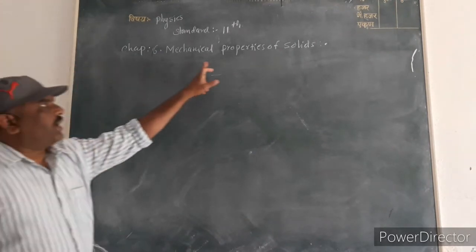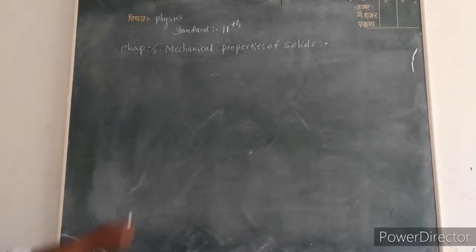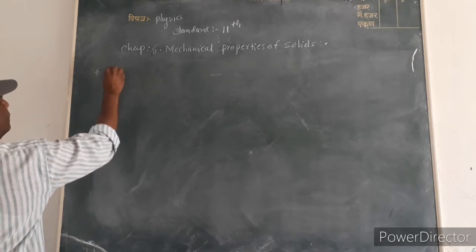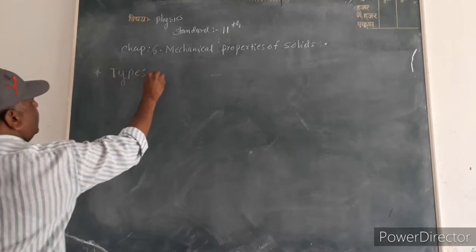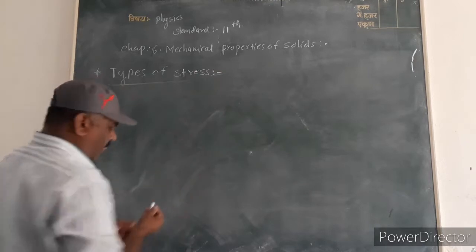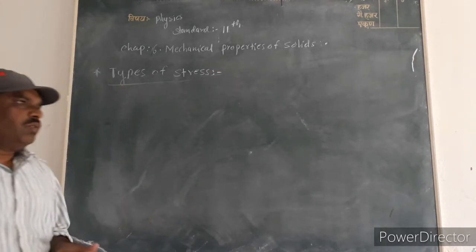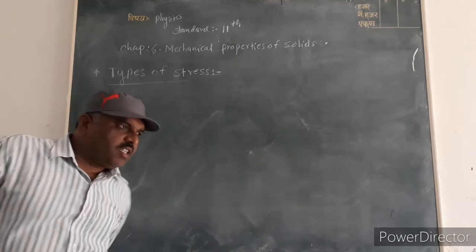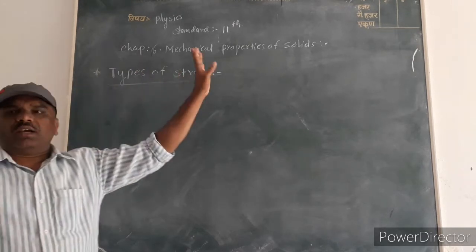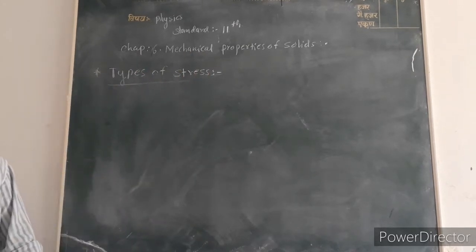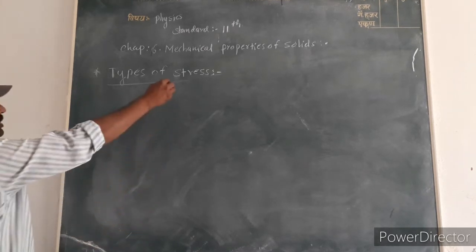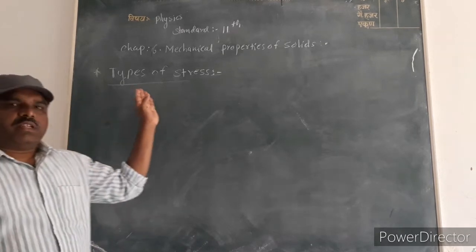Chapter number 6, Mechanical Properties of Solids. Today we discuss the types of stress. In the previous lecture, we defined the quantity stress. Stress is defined as the internal restoring force per unit area. Stress is of different types, or we discuss the types of stress.